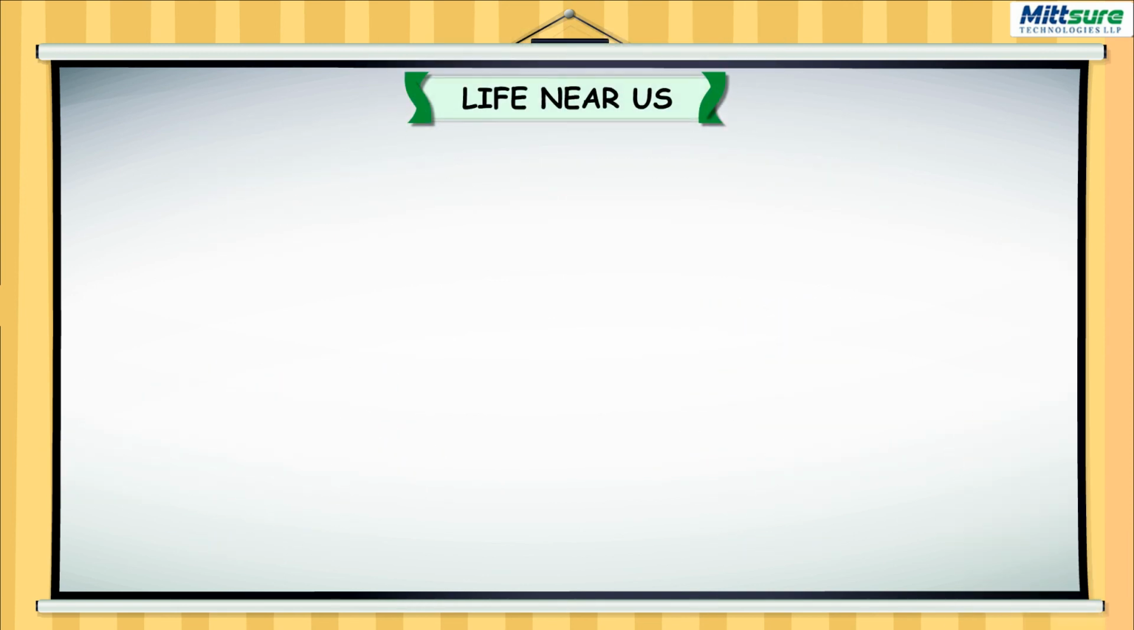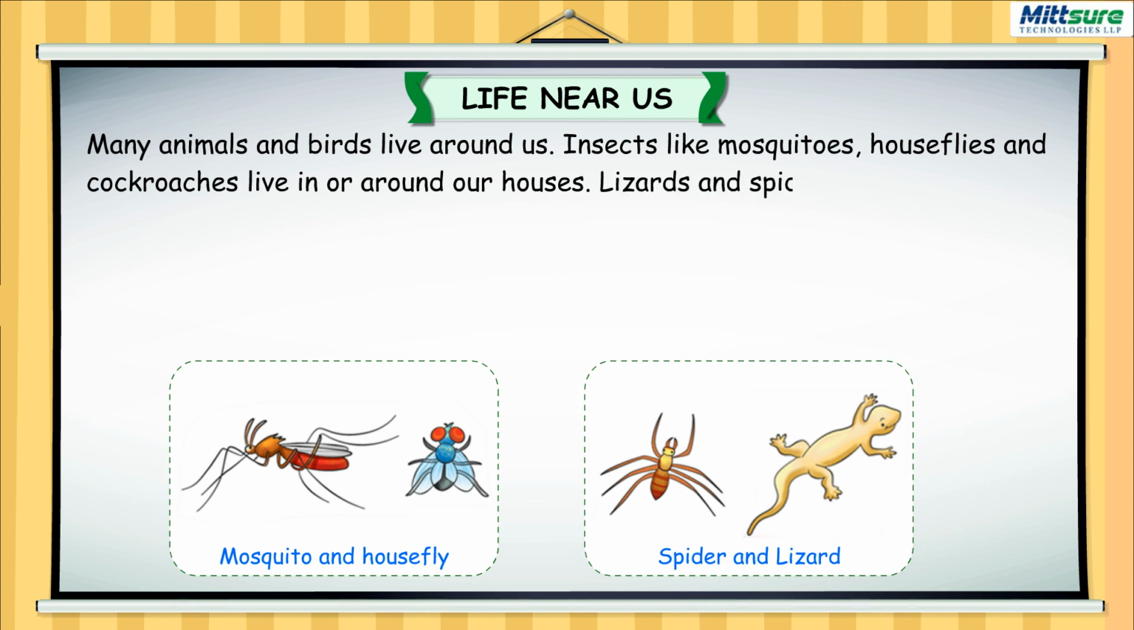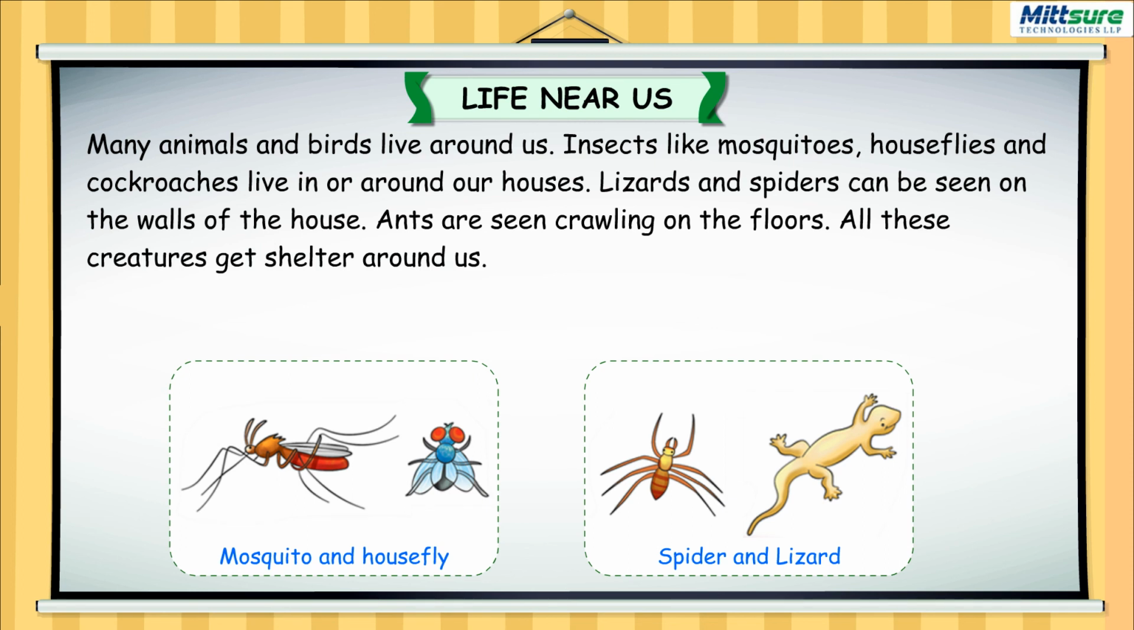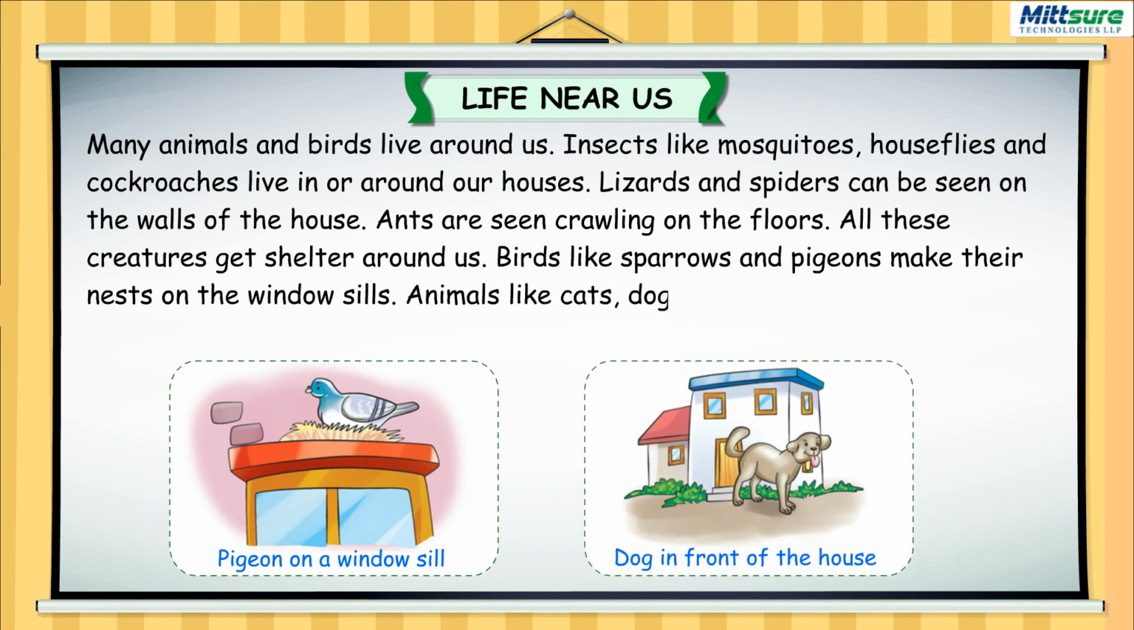Life near us. Many animals and birds live around us. Insects like mosquitoes, houseflies, and cockroaches live in or around our houses. Lizards and spiders can be seen on the walls of the house. Ants are seen crawling on the floors. All these creatures get shelter around us. Birds like sparrows and pigeons make their nests on the window sills. Animals like cats, dogs, and sometimes even monkeys find shelter around our houses.